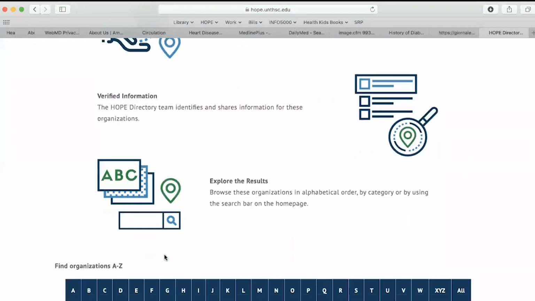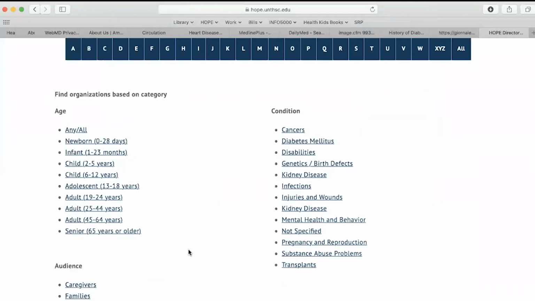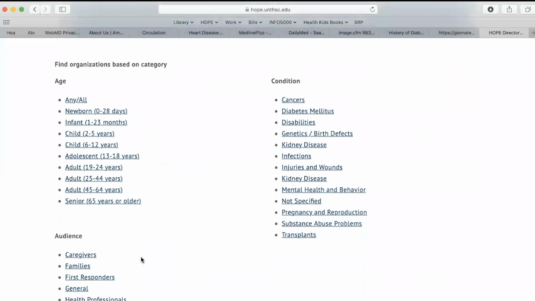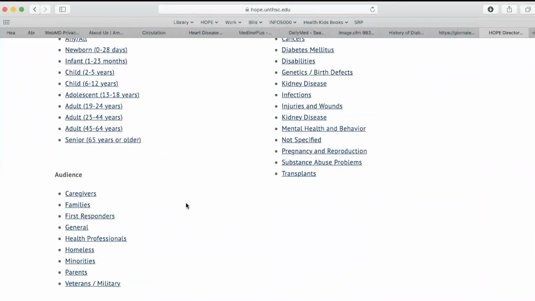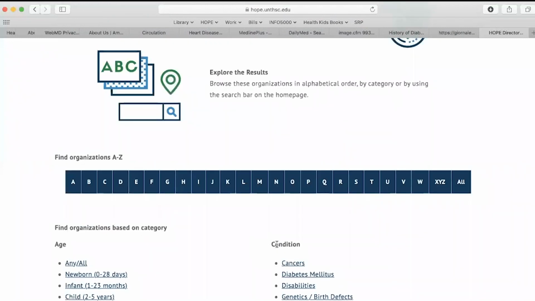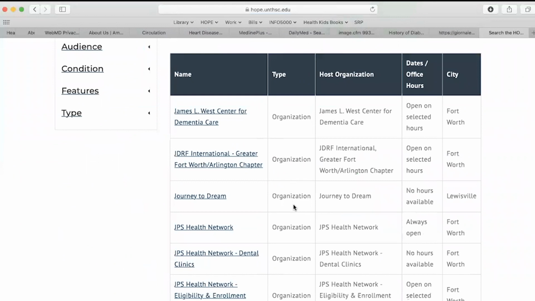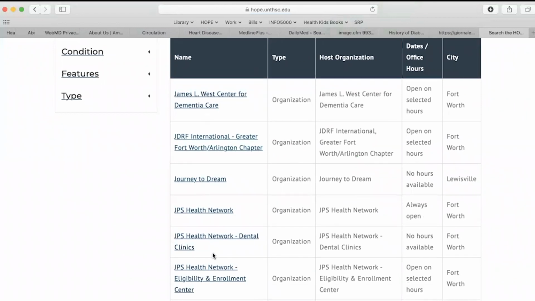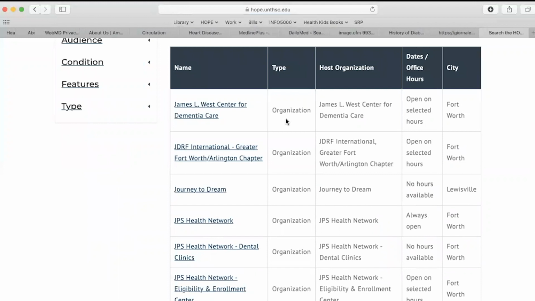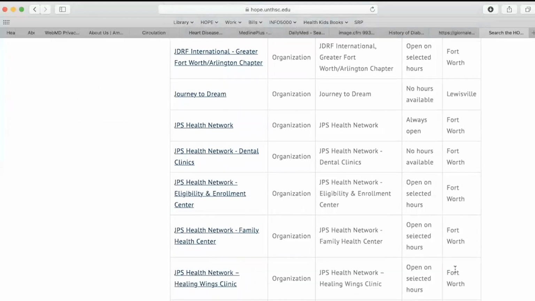This is a nice way to look for different things. So again, you can look by age group, what is relevant to your age group, a particular audience, or condition. But let's look just by name. So when you do a search, whether it's the search bar or otherwise, you can see here the list: the name of the organization, their host organization, their days of operation, and their location.